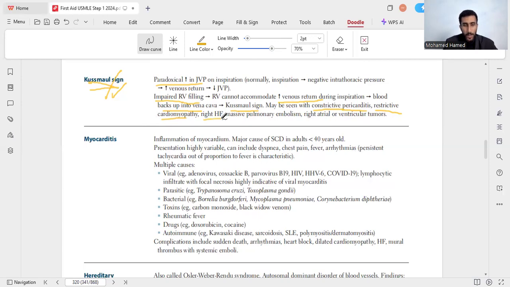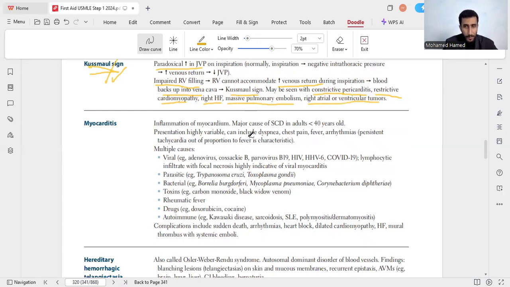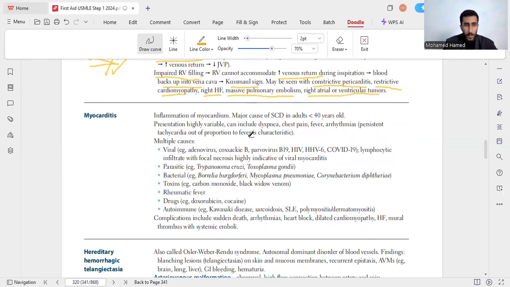Also, right heart failure, where the right side of the heart has some defect, causes Kussmaul sign. Massive pulmonary embolism, where there is obstruction with an embolus to the blood flow through the pulmonary artery, will back up and cause increased jugular venous pressure with inspiration, which is Kussmaul sign. And some rare causes like right atrial or ventricular tumors will cause that too. We are talking about any cause that will obstruct the flow. So this is for Kussmaul sign.